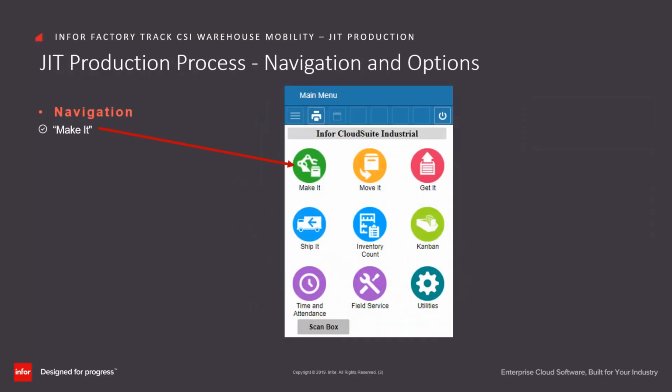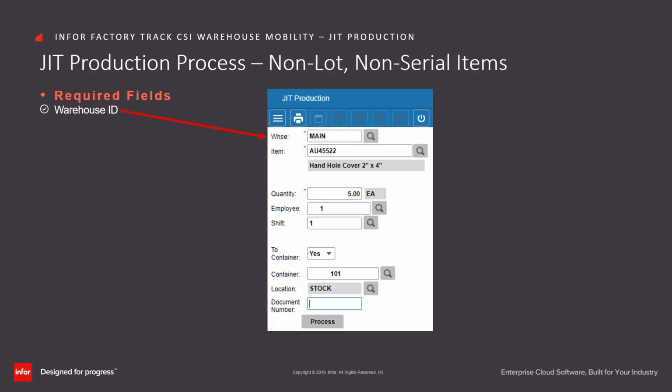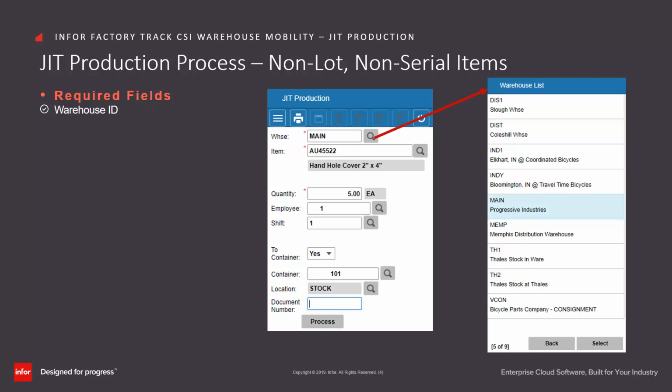In order to start the JIT production process, from the Factory Track Warehouse Mobility main menu, click on the Make It icon. This then navigates to the production screen where you click on the JIT production icon. To record a JIT production on a non-lot, non-serial item, enter or click on the search icon to search and select the warehouse list for the warehouse ID where the items are located. This can also be defaulted to the user's warehouse based on a configuration setting on the user form.